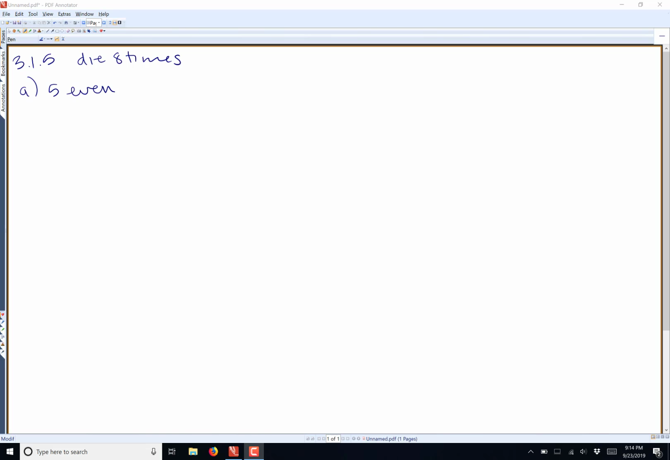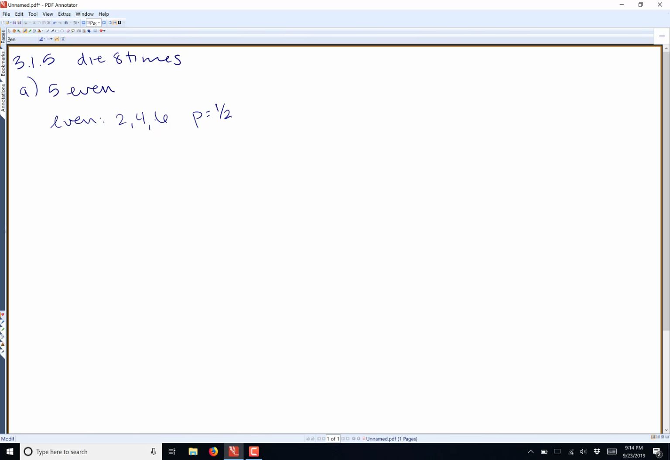So in 3.1.5, it says we're going to roll a fair die 8 times, and we want to calculate different probabilities. So part A says find the probability of 5 even numbers. So what we need to do is first figure out what would be the probability of getting an even number. So every time we roll the die, even means you could get a 2, 4, or 6. So the probability of getting an even number would be 1/2.